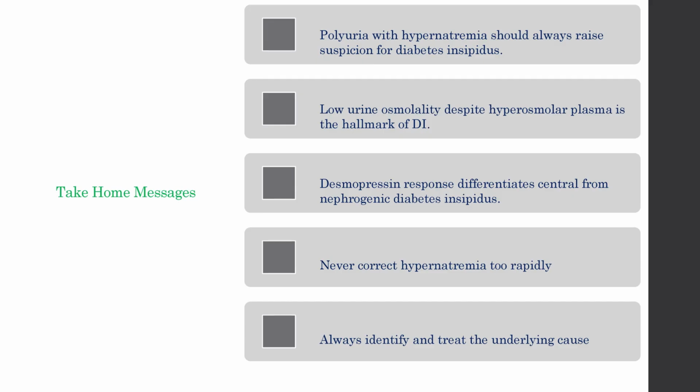Let's finish with 5 important take-home messages. Number 1. Polyuria with hypernatremia should always raise suspicion for diabetes insipidus. Number 2. Low urine osmolality despite hyperosmolar plasma is the hallmark of DI. Number 3. Desmopressin response differentiates central from nephrogenic diabetes insipidus.